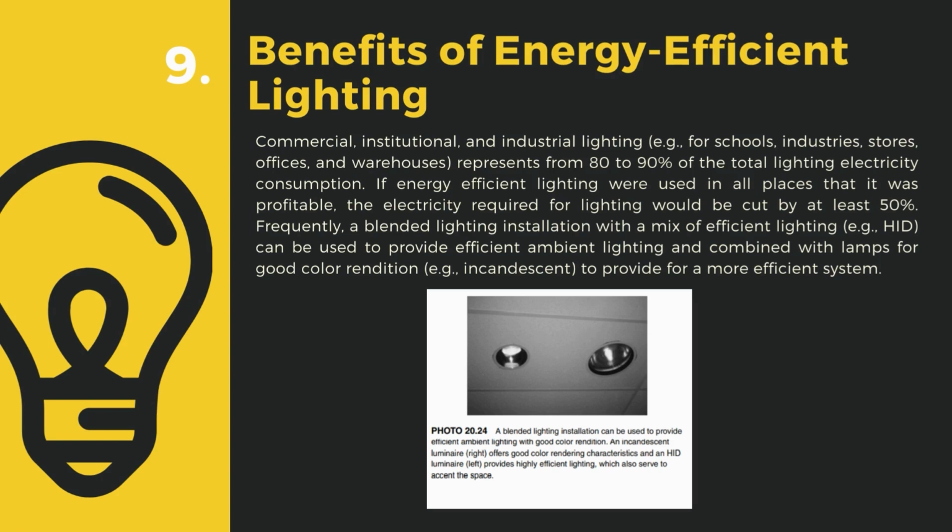Frequently, a blended lighting installation with a mix of efficient lighting, for example HID, can be used to provide efficient ambient lighting, combined with lamps for good color retention, for example incandescent, to provide a more efficient system. So in summary, the main benefits of energy-efficient lighting include reduced electricity demand, dramatic energy and maintenance savings, and a lower operating cost.